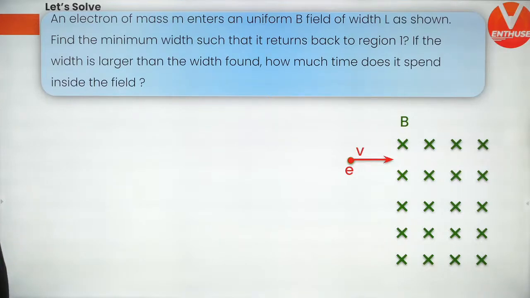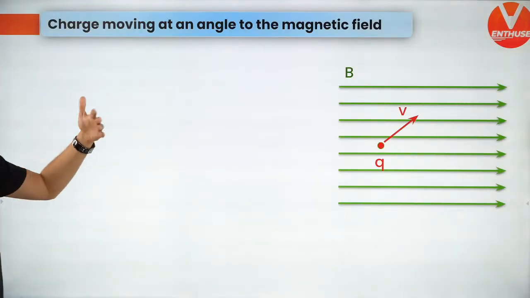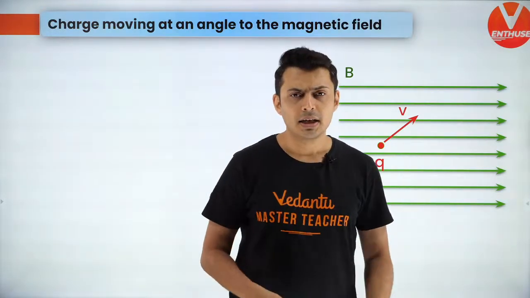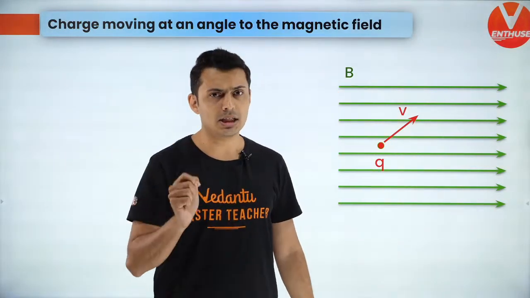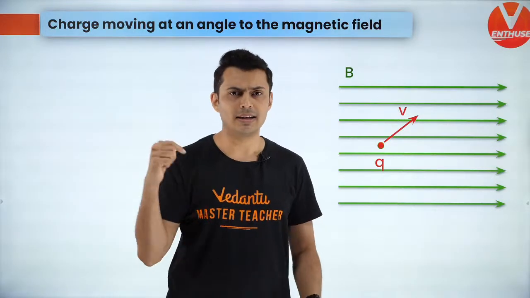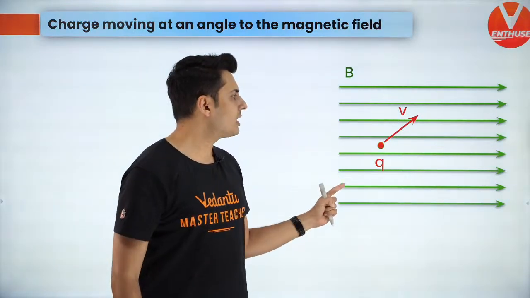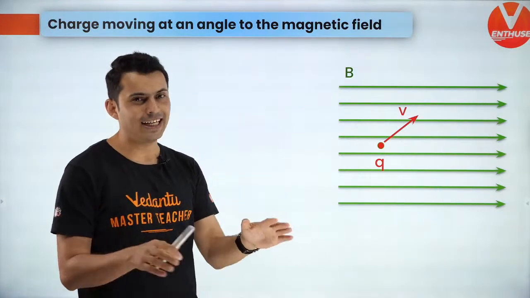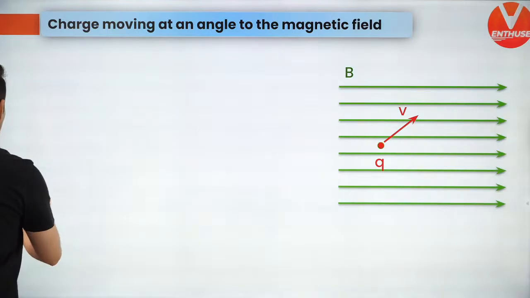Now, alright. Let's take another scenario. We have seen what happens when a charge is stationary, when it is perpendicular, when it is parallel. What if the charge is thrown at an angle with the magnetic field? It's going to be very interesting stuff. So let's see what happens.